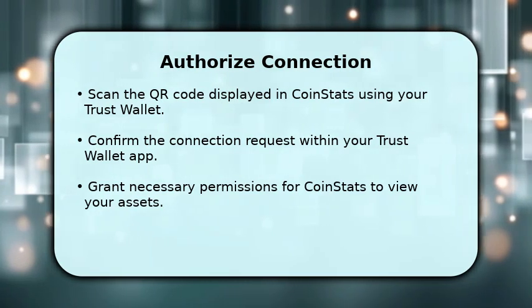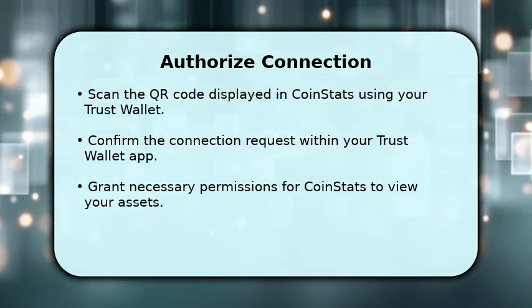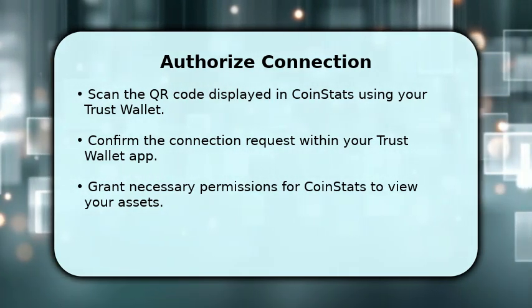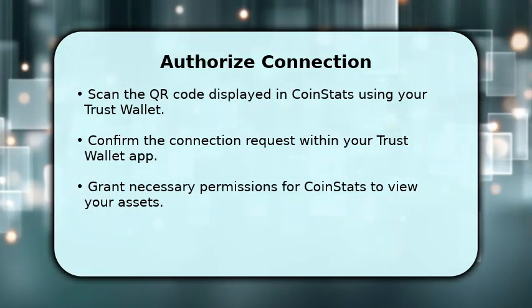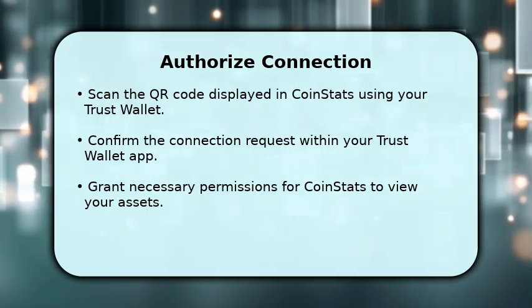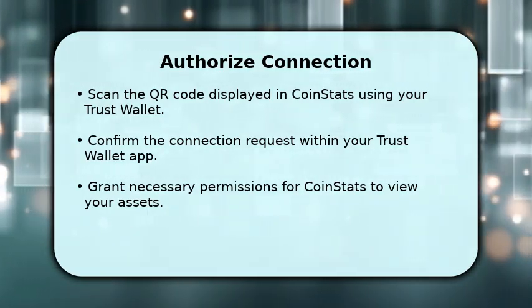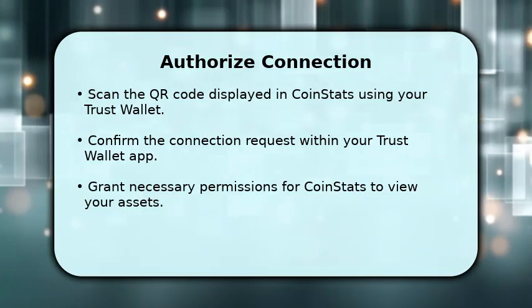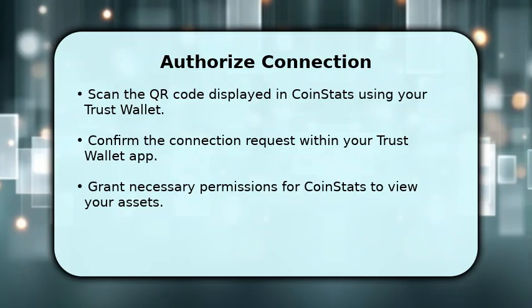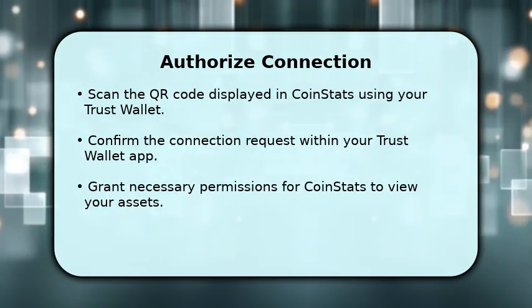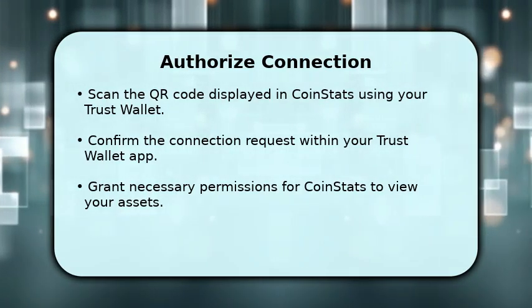Once you've selected Trust Wallet in CoinStats, a unique QR code will appear on your screen. Use your Trust Wallet's built-in scanner to scan this code. After scanning, a connection request will pop up in your Trust Wallet. Carefully review the details and confirm the connection. You'll also need to grant CoinStats the necessary permissions to view your wallet's assets, ensuring your data is accurately displayed.